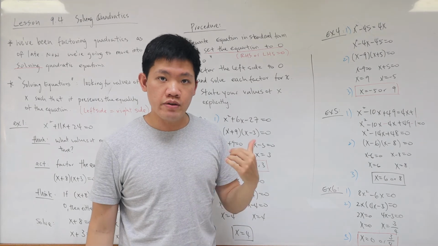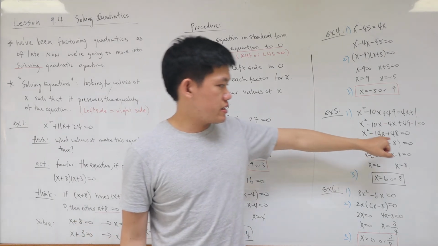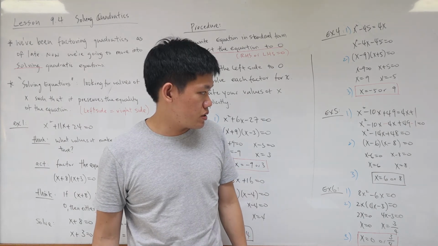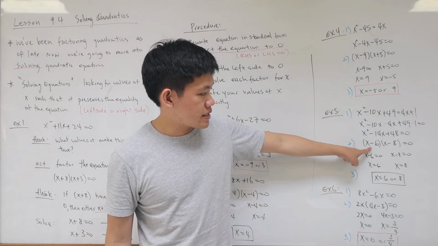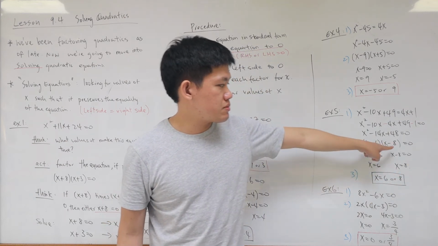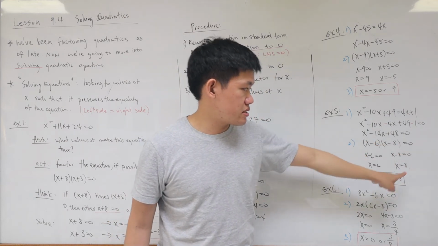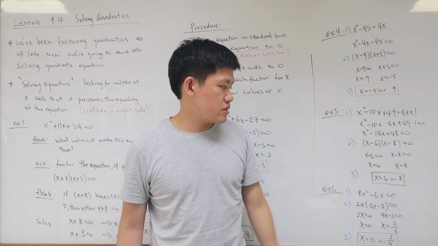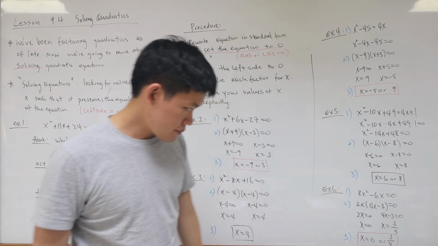That means we go ahead and factor this. When we factor this, we end up with (x - 6)(x - 8) = 0. So for this factor, x - 6 = 0 means x = 6. x - 8 = 0 means x = 8. So the solution to this equation is x = 6 or 8.